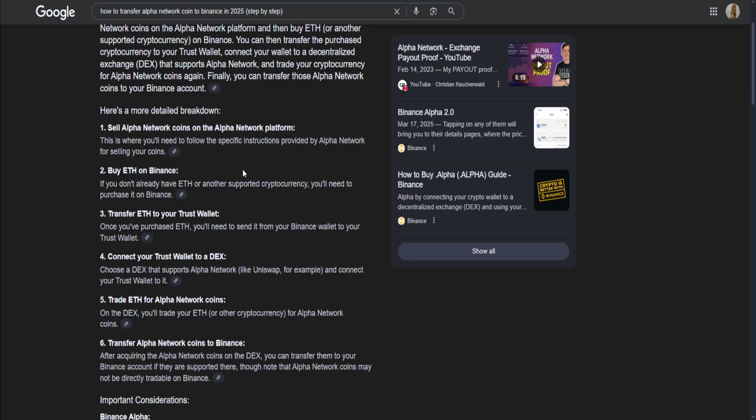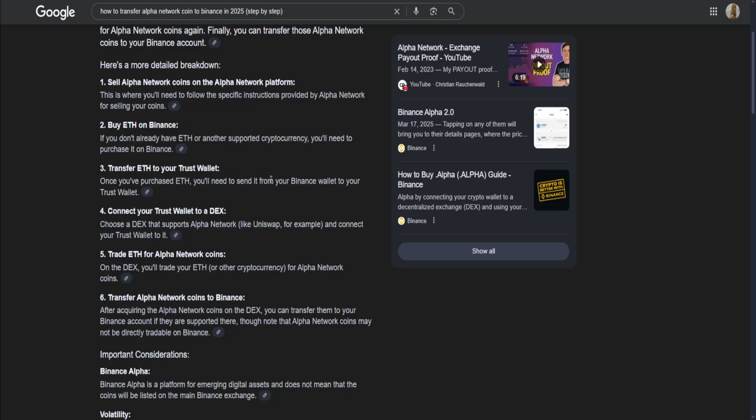Then what you need to do is buy Ethereum on Binance. So if you don't already have Ethereum or ETH or another supported cryptocurrency, you'll need to purchase it on Binance and then transfer that to your other account, which is the Binance wallet, from your Trust wallet.